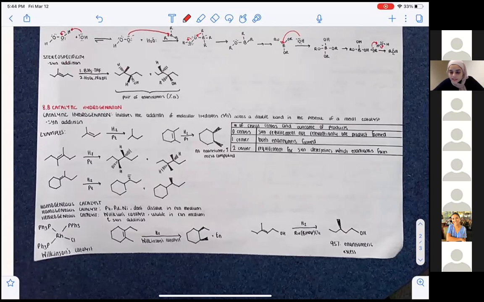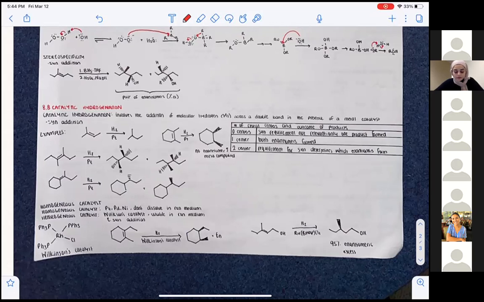Is that what he wrote on the announcement about the mechanisms to know? That's what Brittany recommended. Okay. Yeah, if Brittany says that, then most definitely know those and be familiar with the other ones.